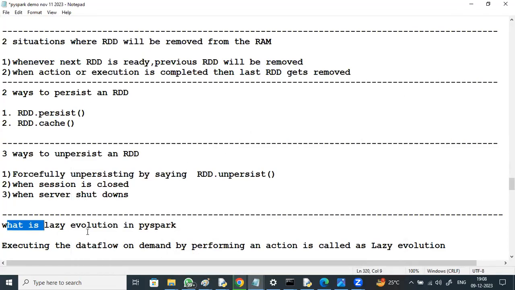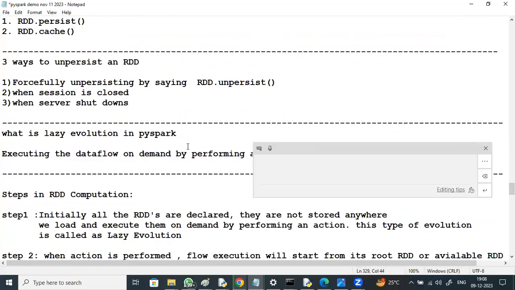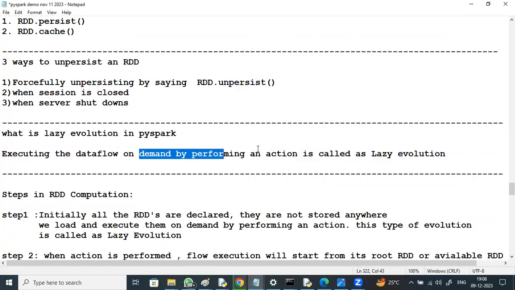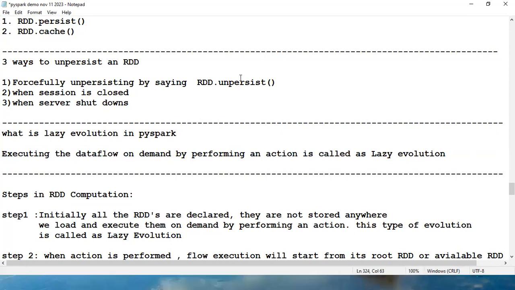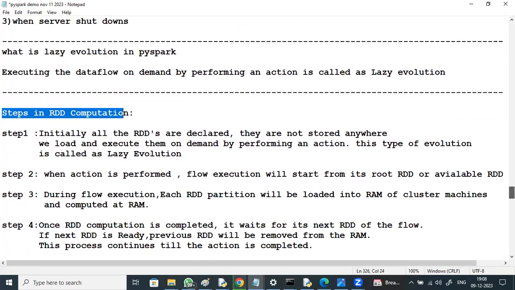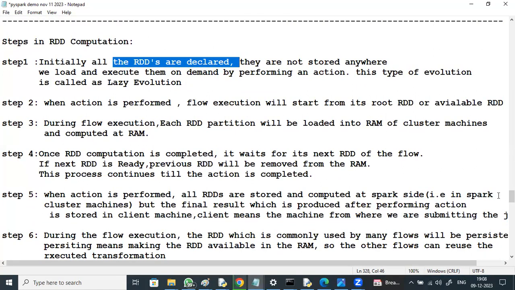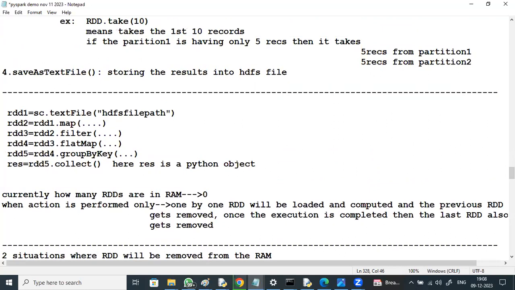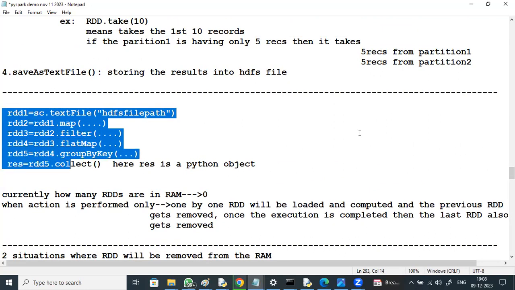what is lazy evaluation in Spark? Executing the data flow on demand by performing an action. So what have we discussed? The steps in RDD computation. First, initially all the RDDs are declared, like this: R1, R2, R3, R4, R5. They are just declared.